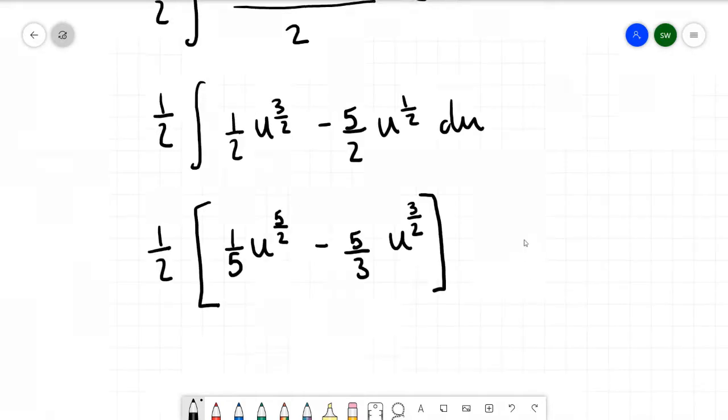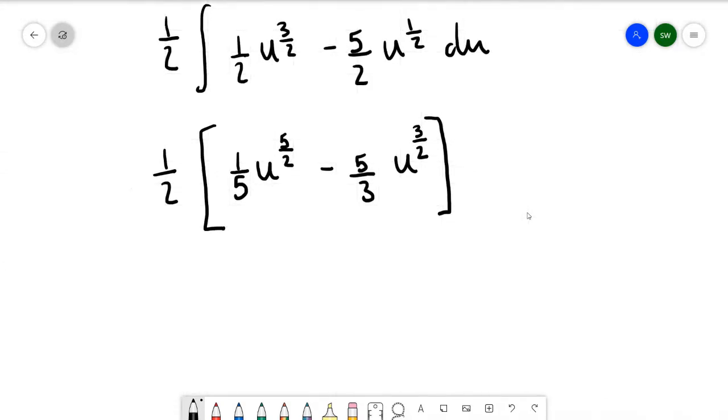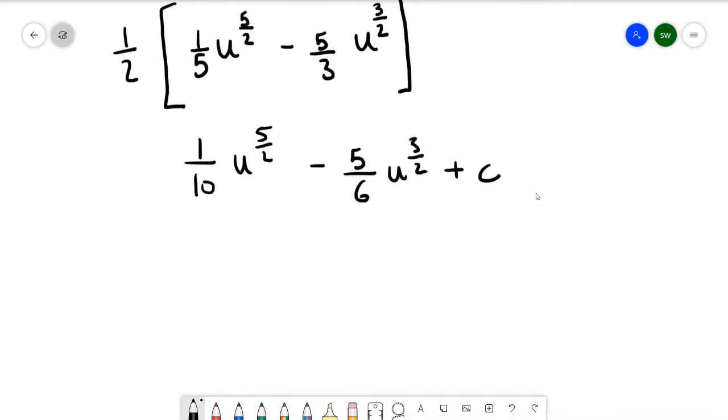And then finally we can multiply out this square bracket because we've got a half in front of the integral. So that's going to be 1/10 u to the power of 5 over 2 and minus 5 over 6 u to the 3 over 2 and plus c for our constant of integration. And then our final step would be to get this in terms of x, remembering that u is 2x plus 5.